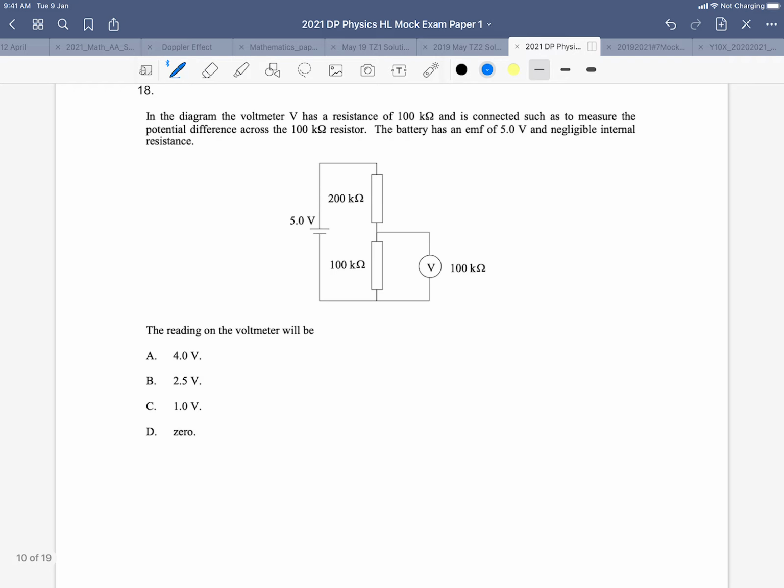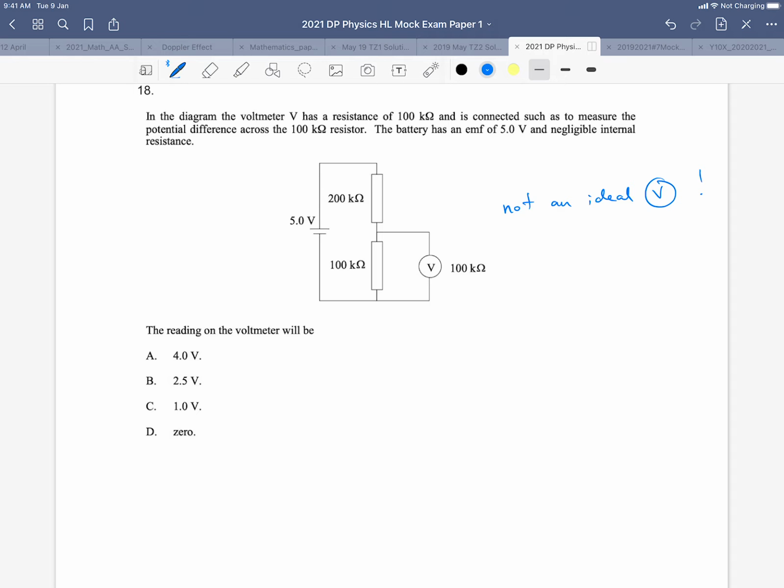So we have a voltmeter now that has a large resistance. Voltmeters typically have very large resistances. But if they are put in parallel with very large resistances, then we cannot assume this voltmeter is ideal. So this is not an ideal voltmeter. You have to think of it as a resistor.